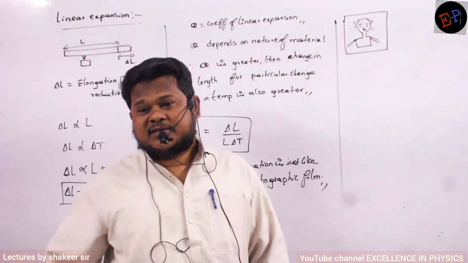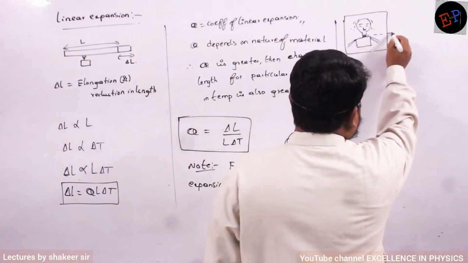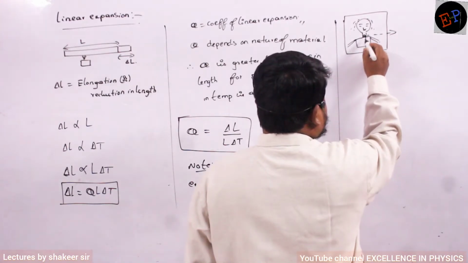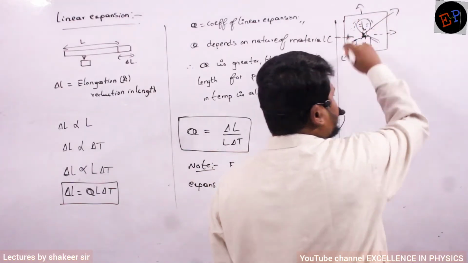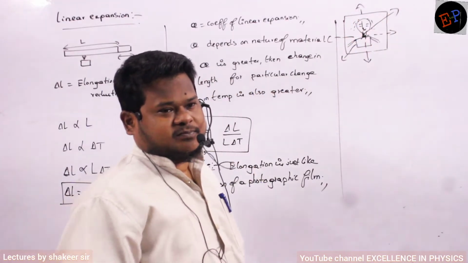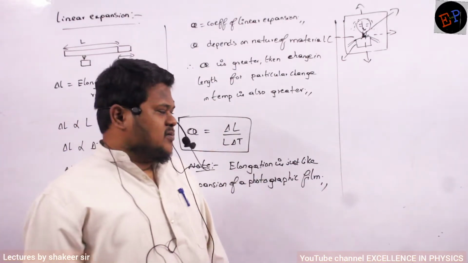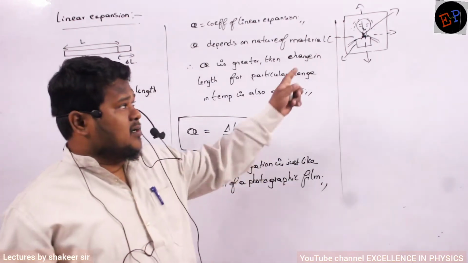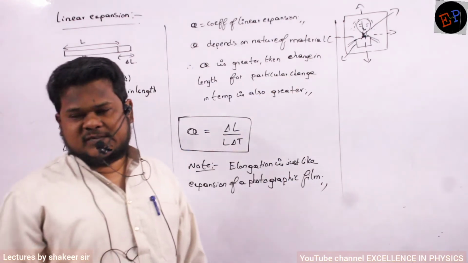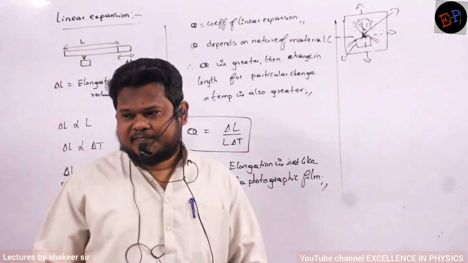And every dimension will change. For example, if this is the center of this figure, expansion will be in this direction, in this direction, in this direction, in every direction. Understood? So this is how photographic films expand. Even when you heat bodies, expansion is just similar to the expansion of a photographic film. Expansion always takes place outwards and every dimension will increase.